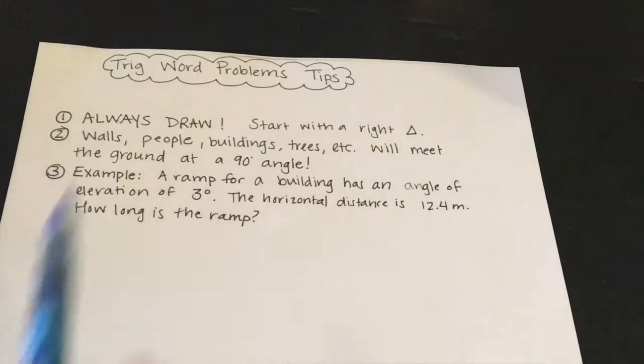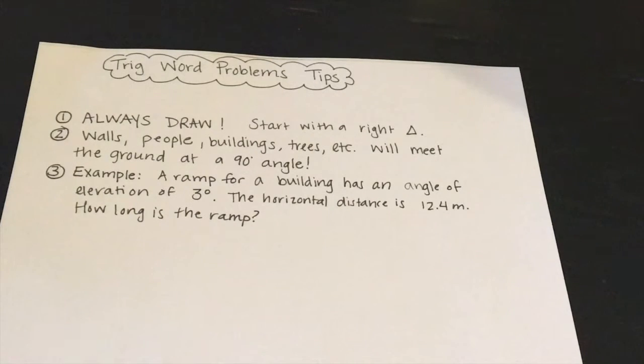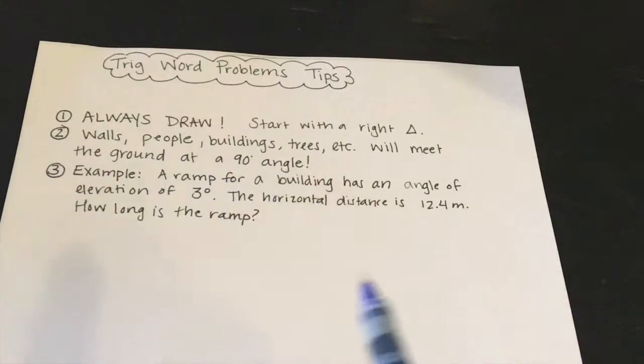My second tip is that walls, people, buildings, trees, etc. are always going to meet the ground at a 90-degree angle. So if you're not sure where your right angle is, if it has like a tree meeting the ground or a person standing on the ground or a building, usually that's where your right angle is going to be, assuming it's outdoors. Really, you just have to think about the situation and what would meet at a right angle.